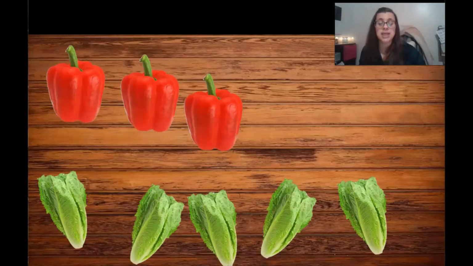But let me draw my lines to help me double check my work to make sure that I'm right. Draw a line from this pepper to this lettuce, this pepper to this lettuce, this pepper to this lettuce. I don't have a pepper there, and I don't have a pepper there. That means that there are fewer peppers than heads of lettuce.